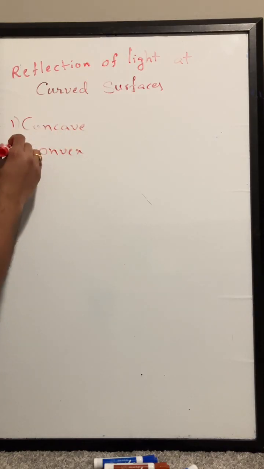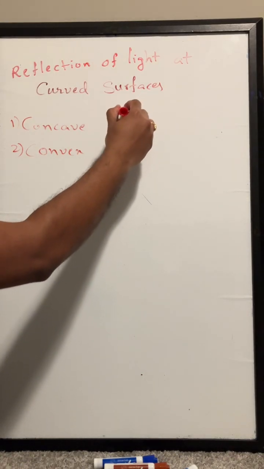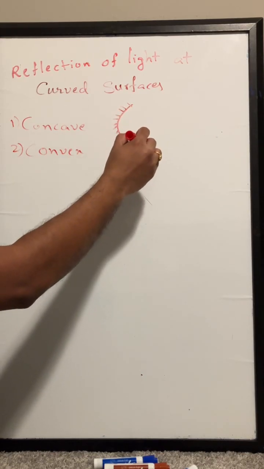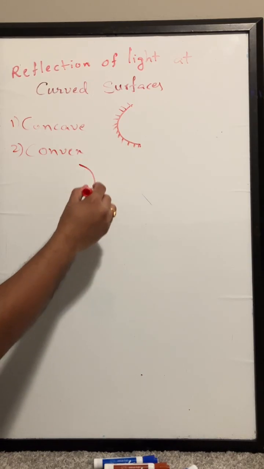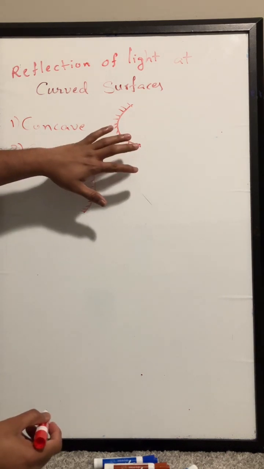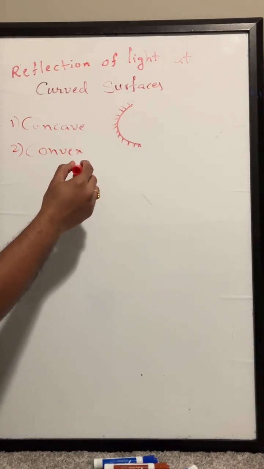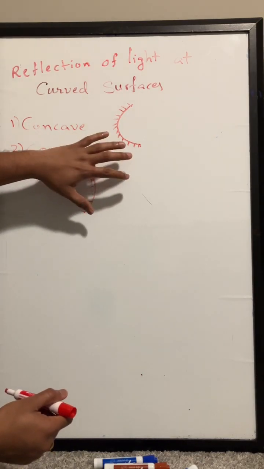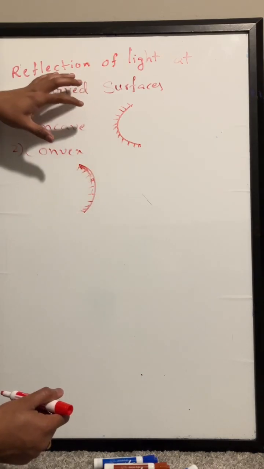In these two types, this is concave lens, and this is convex lens. Only two types of lenses, and that too with a coated surface on the inner side, so that means reflection only. So we will discuss these two shapes and what exactly he is talking about with reflection.